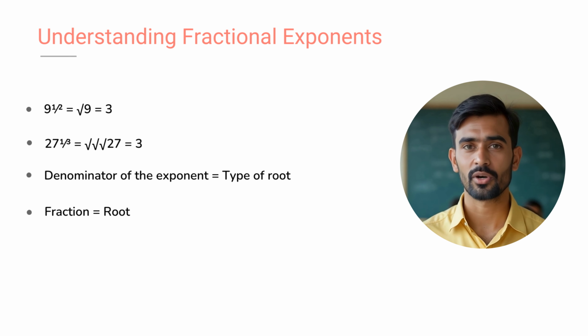So the bottom number of the exponent tells us which root to take. 1 by 2 is square root. 1 by 3 is cube root. 1 by 4 is fourth root, and so on. Just remember, fraction equals root.